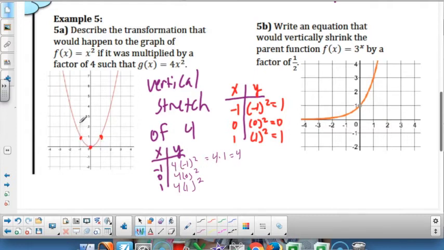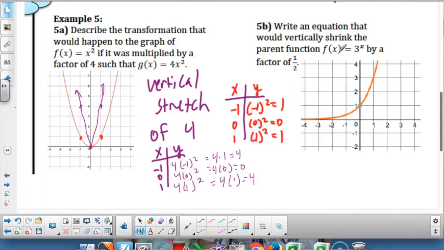So I have a point at -1, 4. My x value is -1, my y value is 4. 0 squared is 0, and 4 times 0 is 0. So I'm going to stay at the origin for that ordered pair. And then here, 1 squared is 1, times 4 is 4. So 1, 4 is that ordered pair. So what I end up with is a tall, skinny parabola. Just like we expected. That was a vertical stretch. Again, think about my hair bow. I stretched it, it got tall and skinny.